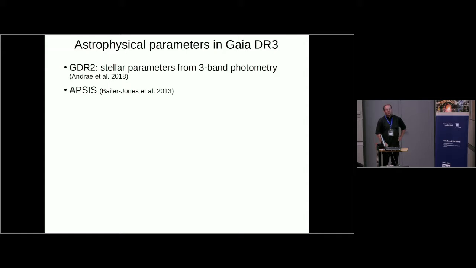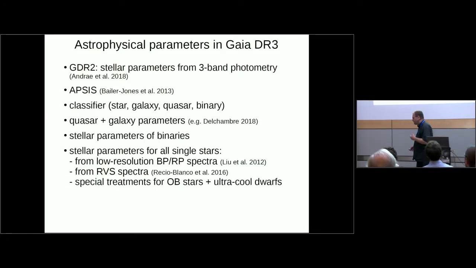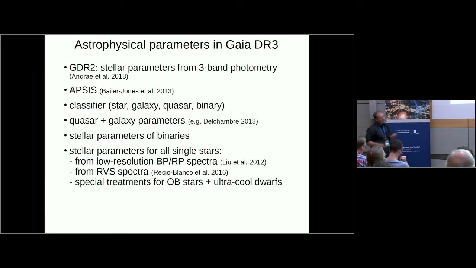So what are we going to do with that data for astrophysical parameters? Already in the second data release, we provided stellar parameters from just the 3 bands that were available. Of course, with 3 very broad optical bands, it's very limited what you can do. So for DR3, the spectra will become available, so our full astrophysical parameters inference system, as described in this 2013 paper, will become active. It contains a lot of stuff, and I'm just mentioning a few here. You will have a classifier that will give you a probability that the source is a star, a galaxy, a quasar, a binary.